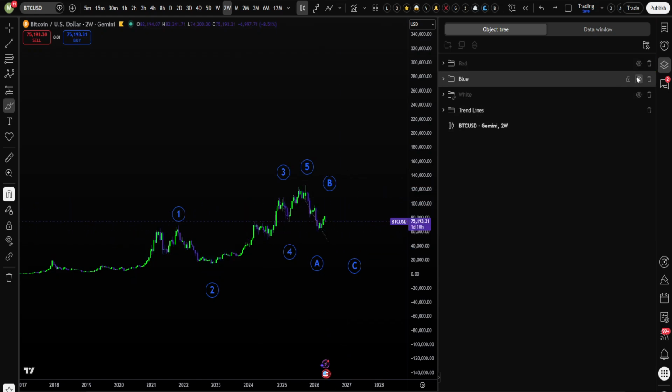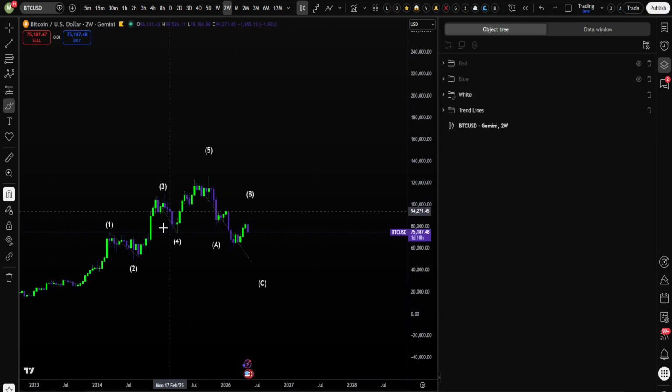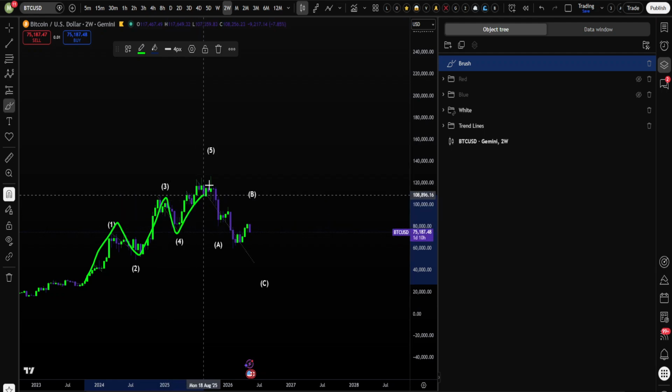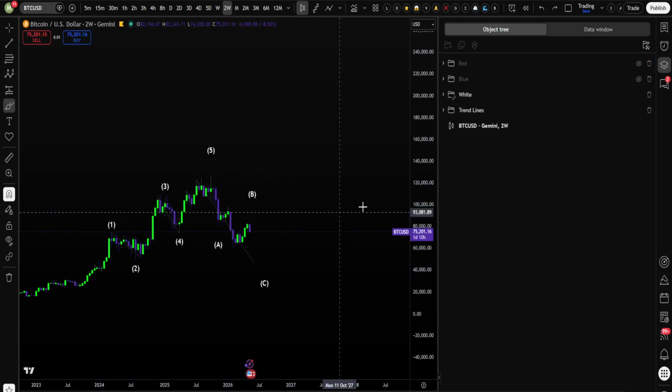So let's move on to the white. What we got here, even on the more local, shorter term stuff, we have 1, 2, 3, 4, 5, A, B, C to the downside. So it's painting a picture, ladies and gentlemen. This is painting a picture to me. Let me turn everything on.